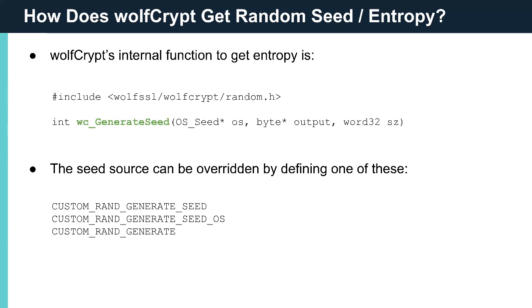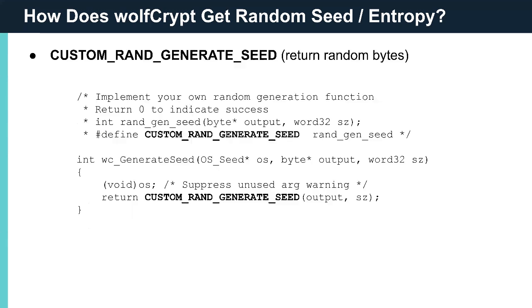You can also override this process. There's a couple defines: CUSTOM_RAND_GENERATE_SEED, CUSTOM_RAND_GENERATE_SEED_OS, and CUSTOM_RAND_GENERATE. The first of these, CUSTOM_RAND_GENERATE_SEED, you can define to your own function. For example, in the comment here, we're defining it to a function called rand_gen_seed. Our code will then just call whatever that's defined to. As you can see in the bottom snippet, we're returning the call to your custom function with an output buffer and a size. So we expect that function to return size bytes into output.